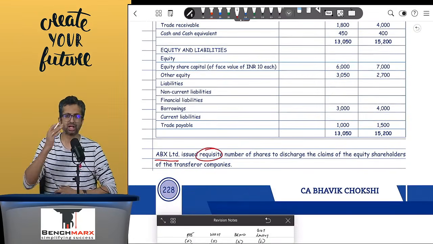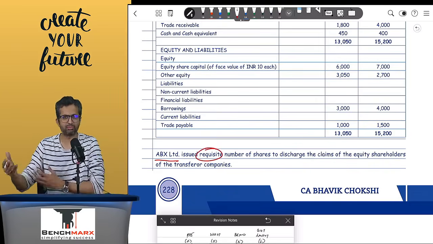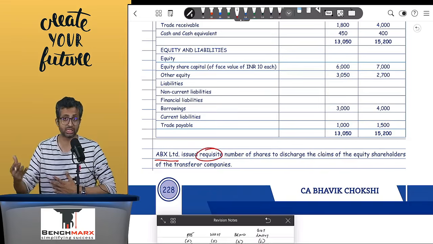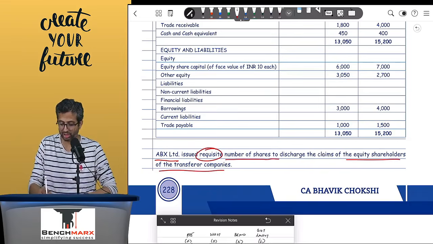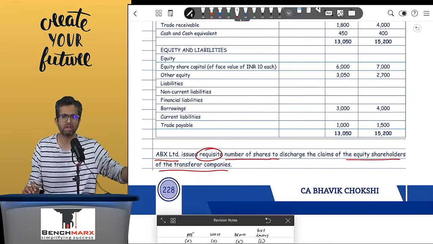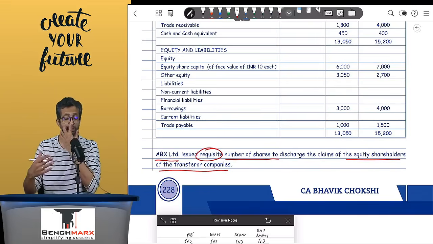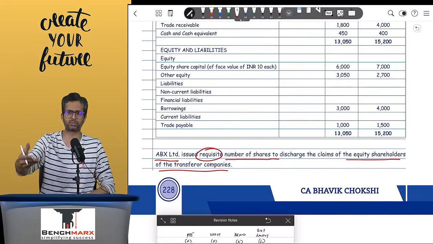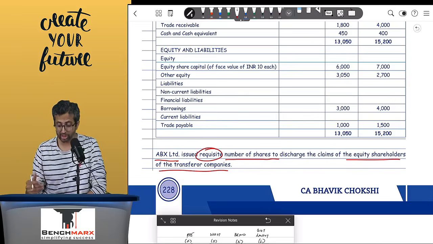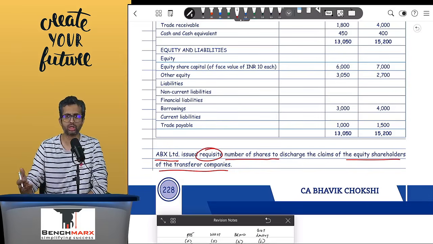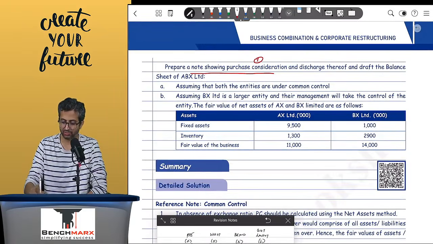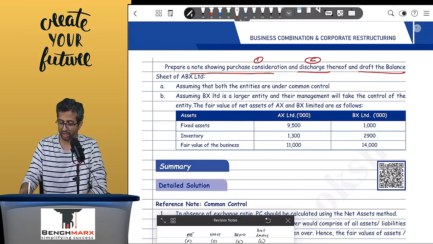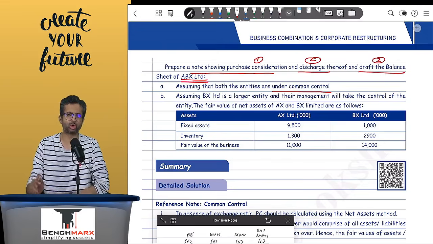Now this is kind of a problematic statement because of which you will have to make certain adjustments, at least in the second part. ABX issues the requisite number of shares to discharge the claims of the equity shareholders of the transferor companies. Requisite, it does not really tell you how many shares. Usually in every other question apart from this, you have been told how many shares are to be issued, and hence PC is based on the net payments method, as you call it, how much are we going to pay. However, in this particular case, they don't tell you how many shares are to be issued. They say requisite number of shares are to be issued. Prepare a note showing the purchase consideration, first part, second discharge thereof, and draft the balance sheet. So 3 things of AB, assuming that both entities are under common control. So this is an easier version, I would say.